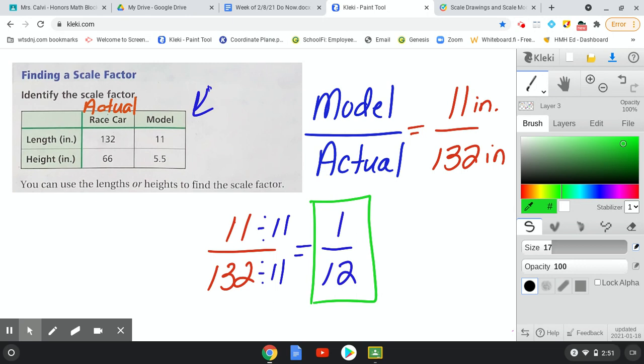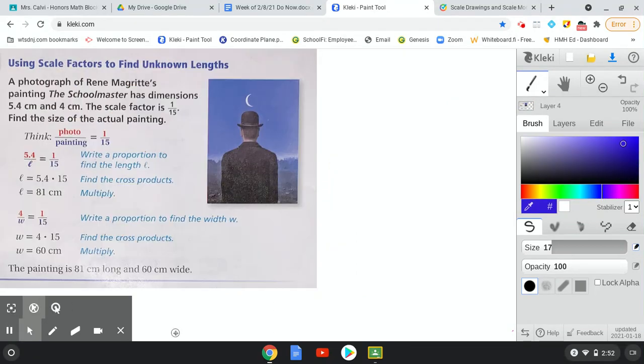All right, so another thing we're going to be talking about is using scale factors to find unknown lengths. So let's go ahead and look at that. Okay, so here it says using scale factors to find unknown lengths. It says a photograph of Renee Marguerite's painting, The Schoolmaster, has dimensions of 5 and 4/10 centimeters and 4 centimeters.